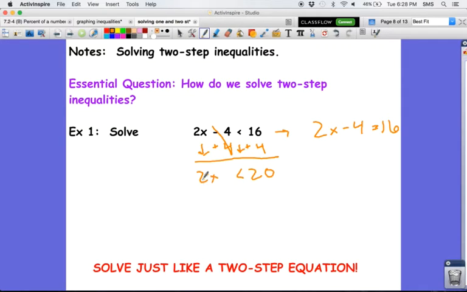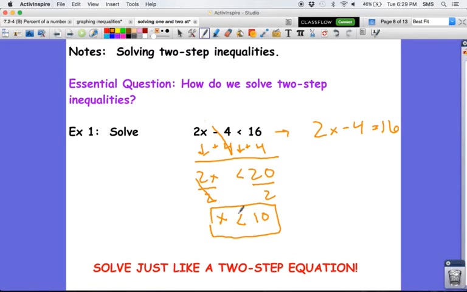Now to get x by itself, I have 2 times x is less than 20. So in order to get x by itself, I need to get rid of the multiplication by doing division. So I divide by 2 on both sides. The 2's cancel out. I'm left with x. Bring down my symbol, is less than 10. And that would be my final answer. x can be any number less than 10, and any number less than 10 would make this inequality true.